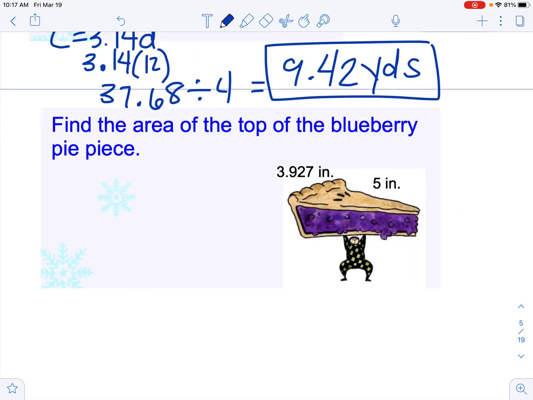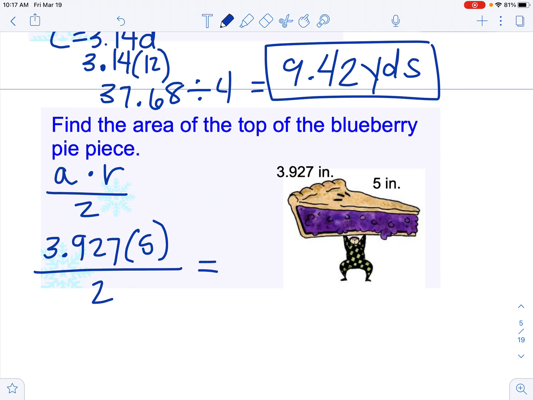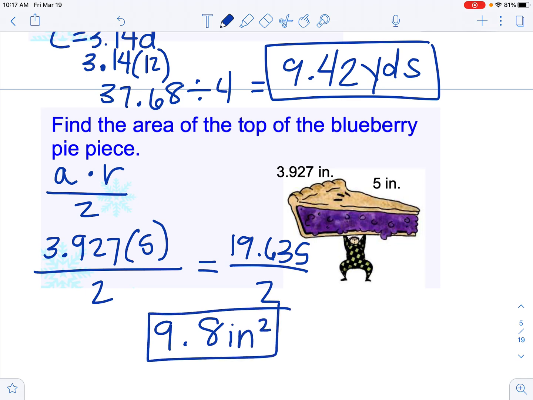This problem says find the area of the top of the blueberry pie piece. So remember, area of a sector is arc times radius divided by 2. Our arc is 3.927. Our radius is 5, and then divide that by 2. 3.927 times 5 is 19.635 divided by 2, and we'll just round to the nearest tenth here. So 9.8 inches squared since it's area.